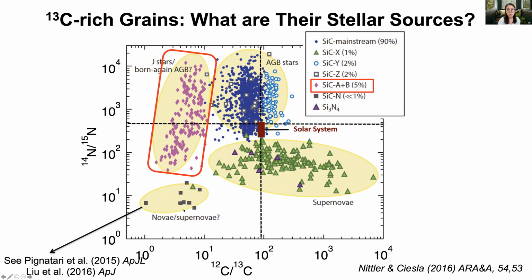And the nova grains were initially thought to have come from novae, but several recent studies have suggested that they could also have been sourced from type II supernovae. If you're interested in knowing the details, you can check out the papers of Pignatari et al. 2015 and Liu et al. 2016. In the next few slides, we will focus on the isotopic signatures of AB grains and see where they could have come from.